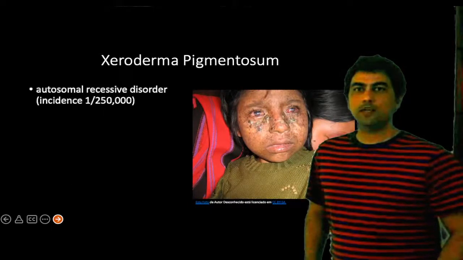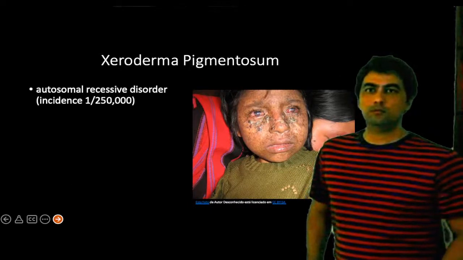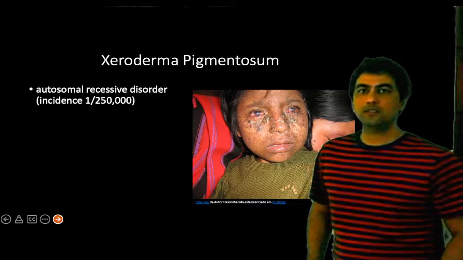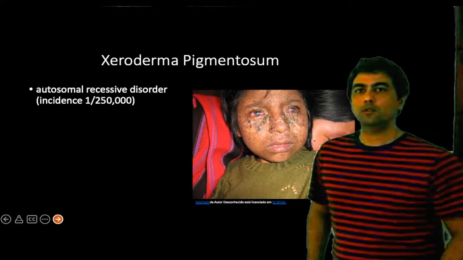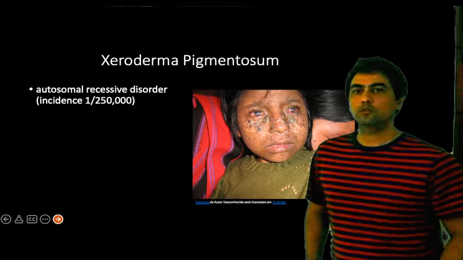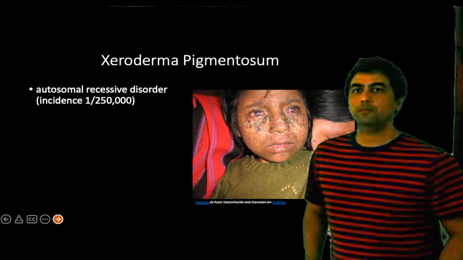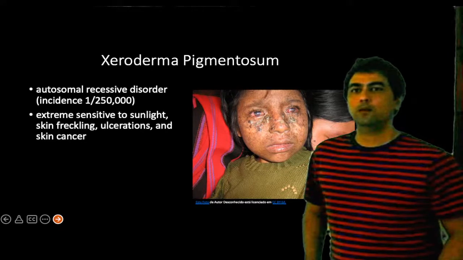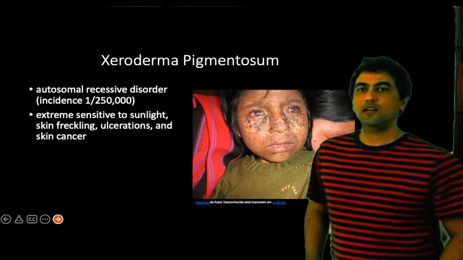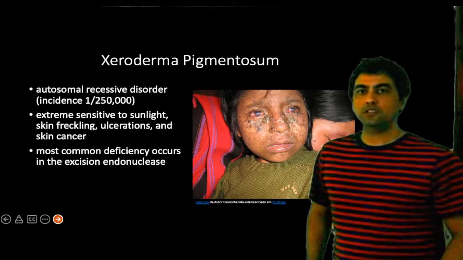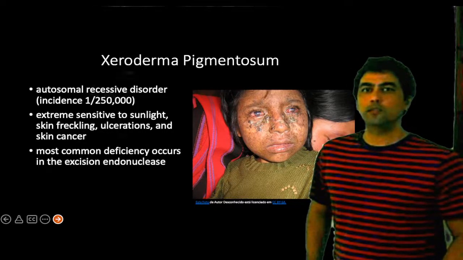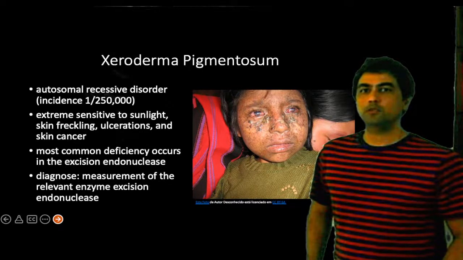An example is xeroderma pigmentosum. It's an autosomal recessive disorder which occurs in 1 in 250,000 births. Patients are extremely sensitive to sunlight, with skin flattening, ulceration, and skin cancer. The most common deficiency occurs in the excision endonuclease. Diagnosis is by measurement of the relevant enzyme, excision endonuclease.